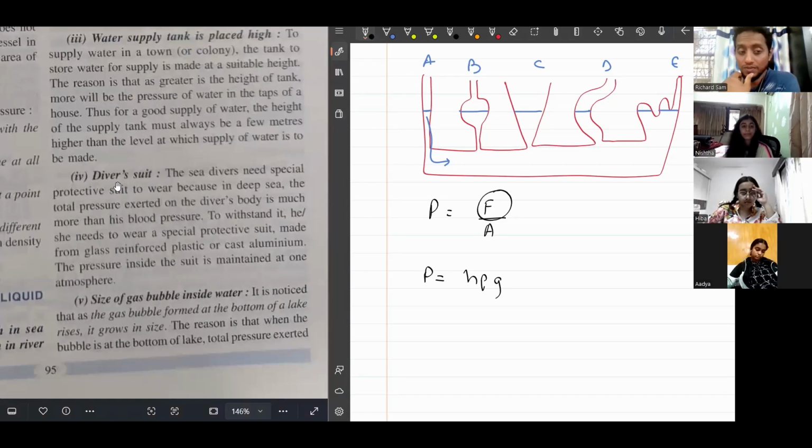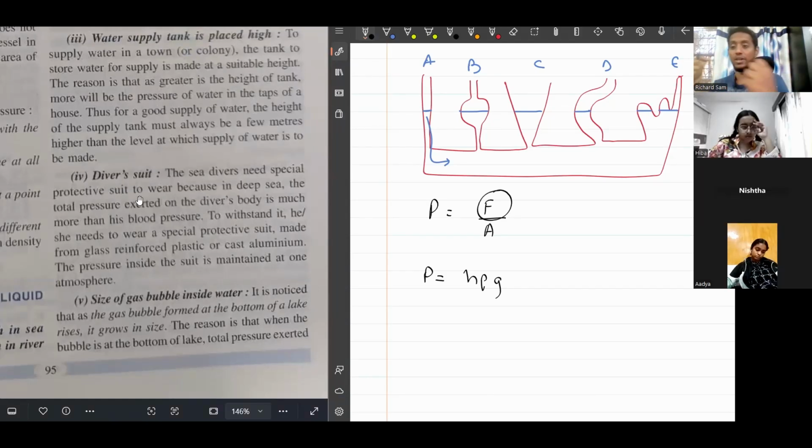Then a diver's suit. A person who dives in the sea needs to wear a suit which can withstand high pressure. Because as he goes deeper into the ocean, the pressure of the sea increases and it's dangerous for him. See, his blood also has a certain pressure, right? Your BP is there, blood pressure. So when you go under the water, the external pressure exerted by the water becomes more than your blood pressure. And that could be dangerous for you. The amount of pressure exerted on you could even kill you, especially if the water enters into your nose or ears, then you can't withstand that.